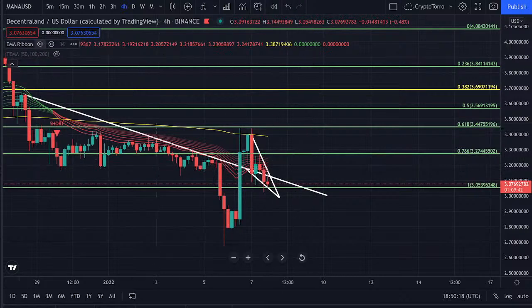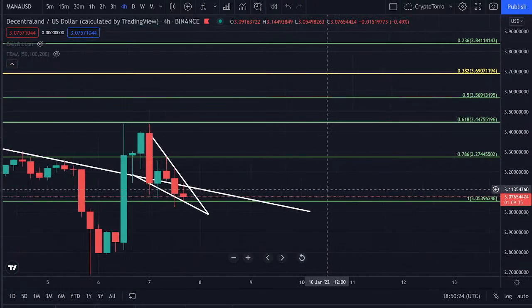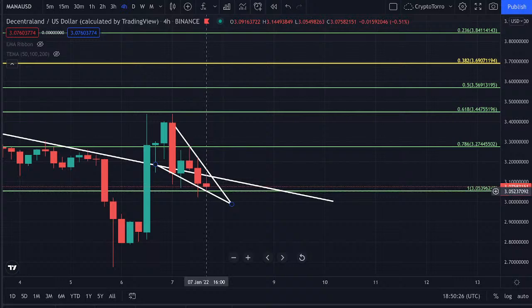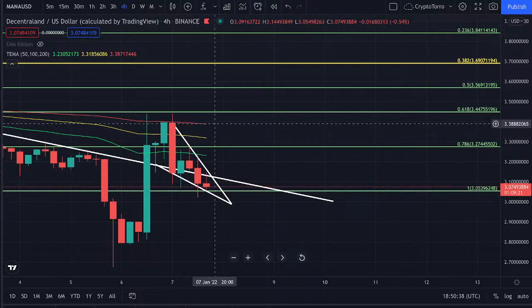So if we take those into consideration, it is quite unlikely that we are going to see a breakout occur right now above this descending resistance on the 1 hourly time frame. But let's take a quick look as well at the moving averages. The thin green line is the 50-day moving average, the yellow one is the 100-day moving average, and the red line is the 200-day moving average.